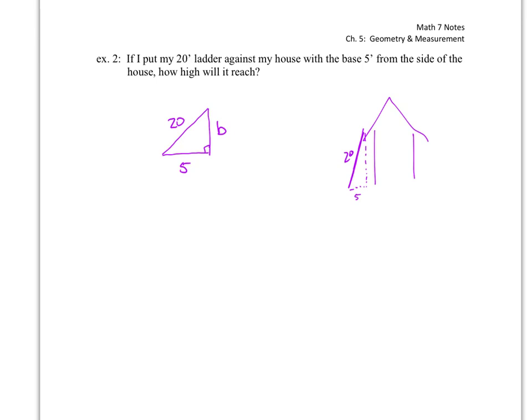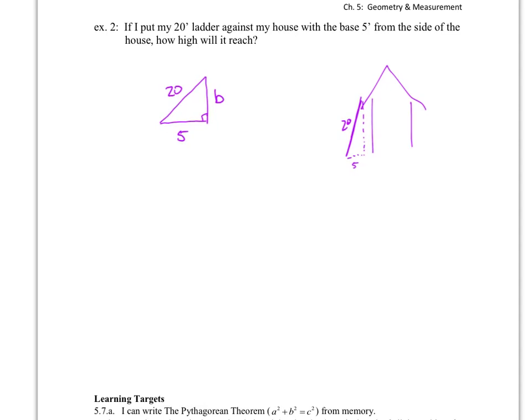Okay. Jake, what formula are we going to use? A squared plus B squared equals C squared. So write that down. Now plug in the numbers you know. Do we know A? Yeah, 5. So 5 squared plus do we know B? No, so we have B squared here. Do we know C? Yes, 20 squared. It's 20 squared.